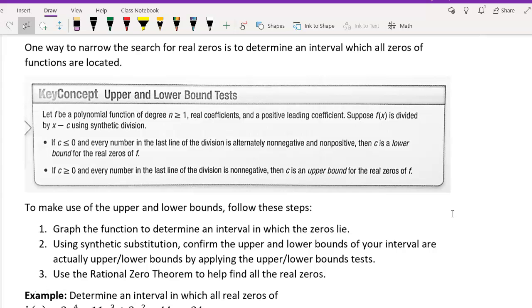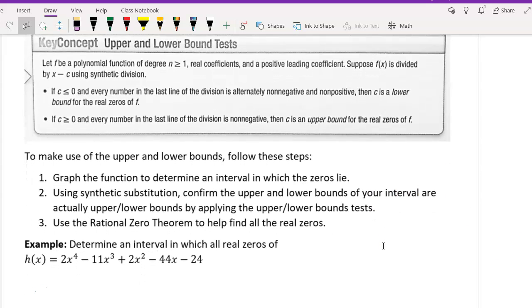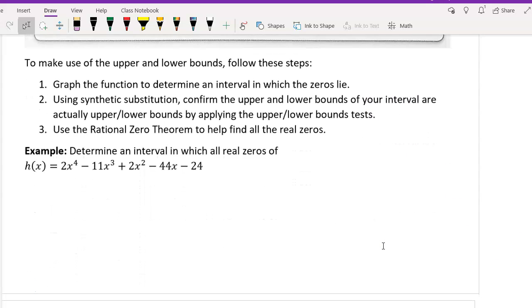That says when you enter your polynomial and you graph it, you're going to just take a look at the graph and see where your graph crosses the x-axis. When that happens, you'll be able to narrow down considerably the number of x's we have to test, those p's over q's. So for the upper and lower bounds test, follow these steps. 1, graph the function to determine an interval in which the zero lies. Then go through all the steps that we did beforehand, the synthetic substitution, using those upper and lower bound intervals, and then the rational zero theorem to find all the rational zeros, or real zeros.